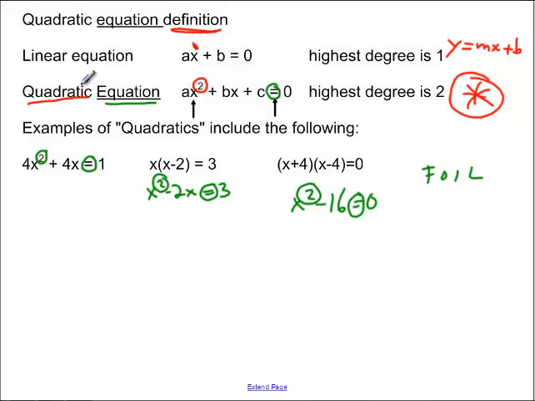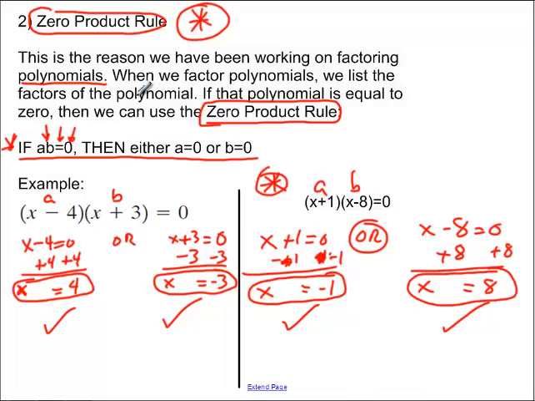Or sorry, first of all, quadratic equations. A quadratic equation: quadratic means we've got an x squared term, and equation means we've got an equal sign. So anytime we've got something over here that includes an x squared as the highest degree term, highest power term, and an equal sign, then we've got a quadratic equation. When we have a quadratic equation, we can use the zero product rule.